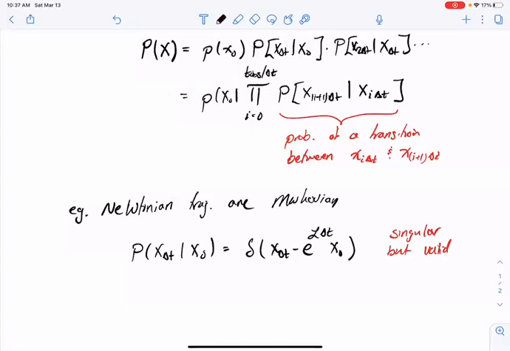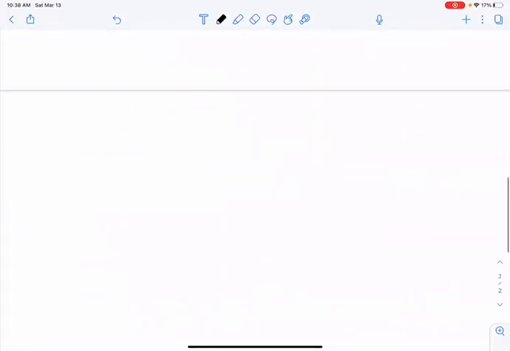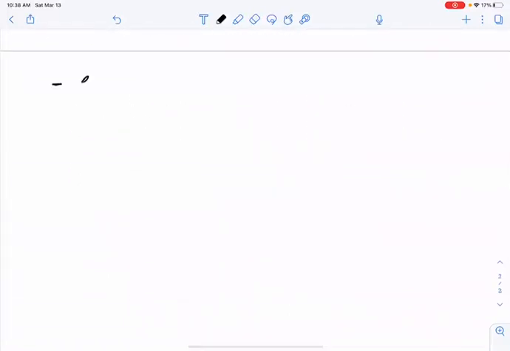Those singular transitions make working with deterministic trajectories a little complicated. So we will, in the following, consider a stochastic equation of motion, like an overdamped Langevin equation. And let's see if we can write down the probability of observing a whole path, a whole trajectory of the system evolving under that Langevin equation.